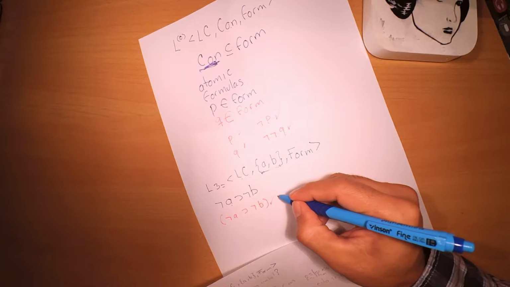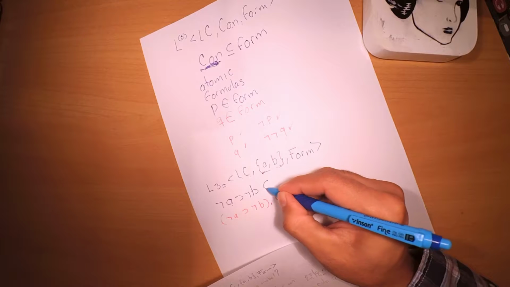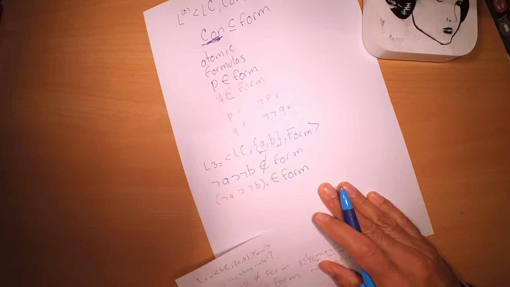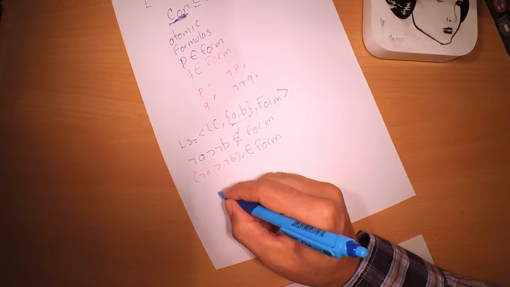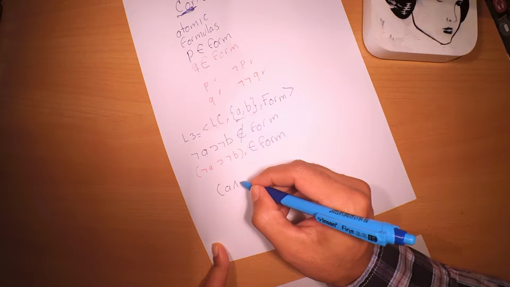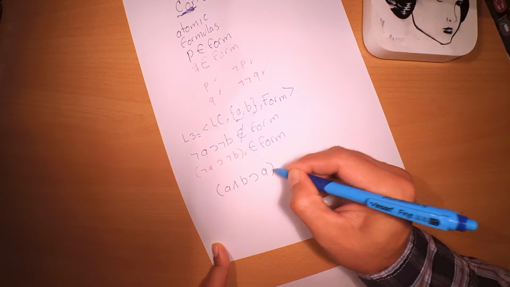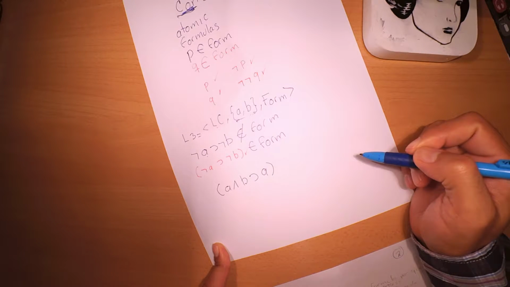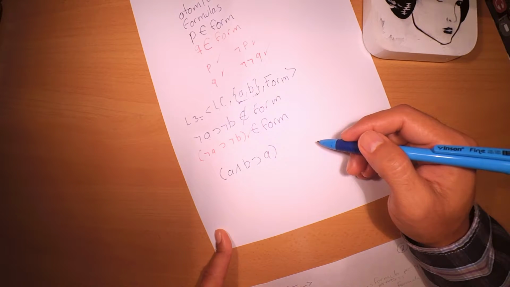So we can continue with this: this belongs to the forms, but this does not belong to the forms. Let me give you one example just to understand this. If we put parentheses A conjunction B, superset of A, my question is: is this a valid formula, yes or no? Okay, let's make some action to verify if this is a valid formula.